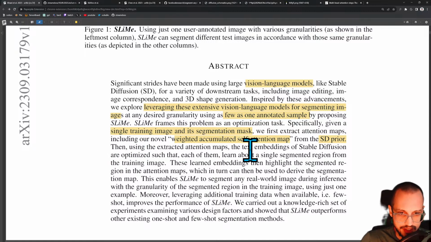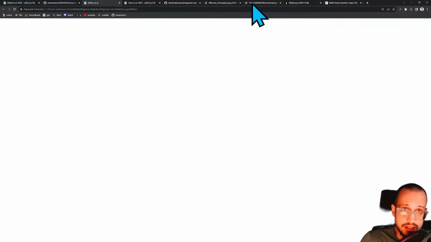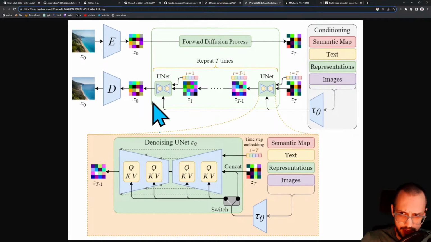Using the extracted attention maps, the text embeddings of Stable Diffusion are optimized such that each of them learn about a single segmented region of the image. So here, the text embeddings of Stable Diffusion, what they're referring to is, let me pull up this image here. This is a pretty good image I was able to find about a latent diffusion model, which is what Stable Diffusion is. We're going to go through a bunch of this stuff later as we go through the paper, but the part here that I want you to look at is this conditioning.